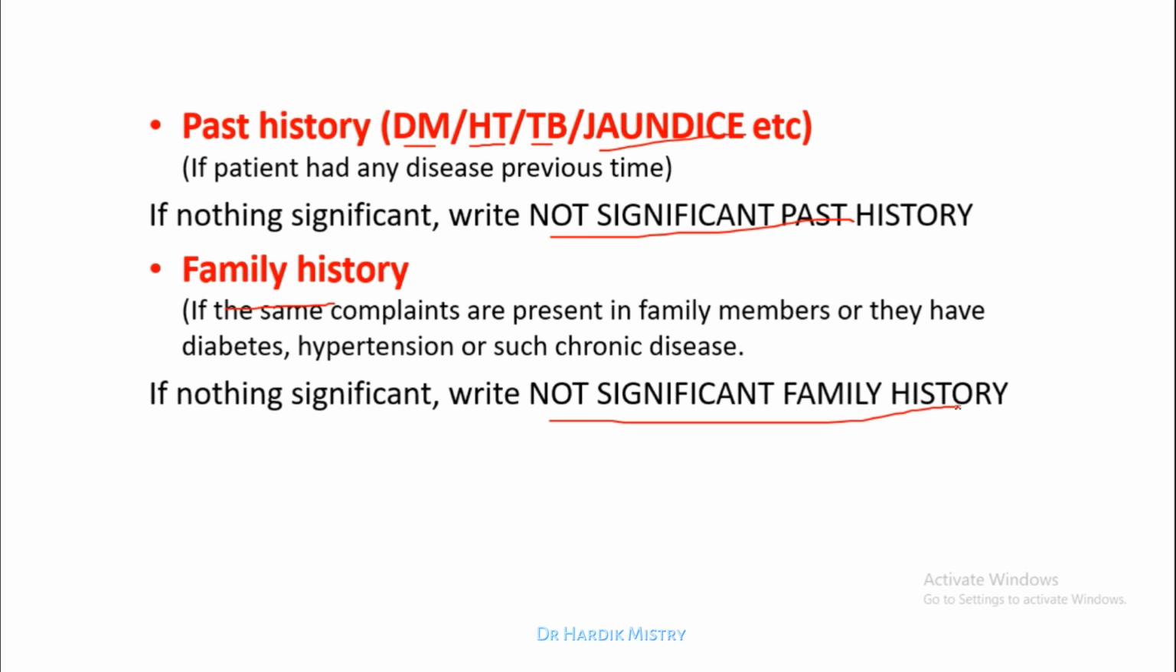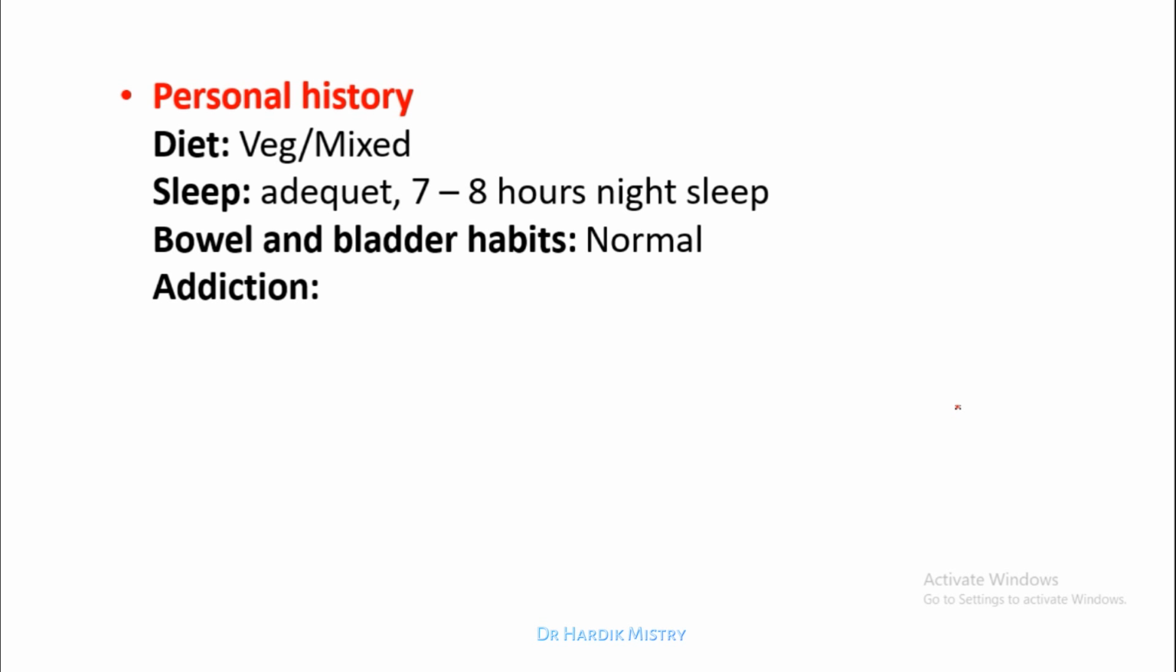After this, the next is the personal history. In this personal history, you have to ask for the diet. Diet, it should be veg or mixed. Sleep, you have to write adequate, 7 to 8 hours nightly sleep. So you have to mention that. Bowel and bladder habits mean urination and defecation, whether normal or not.